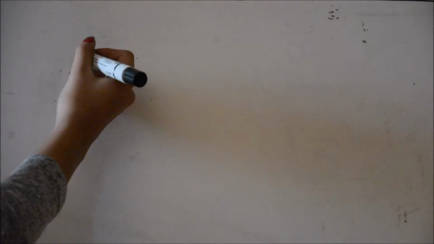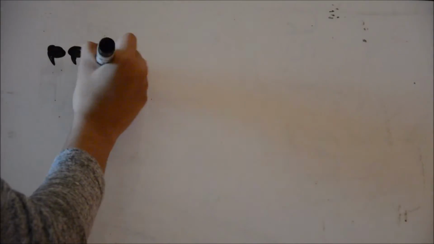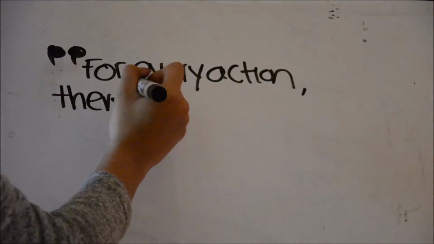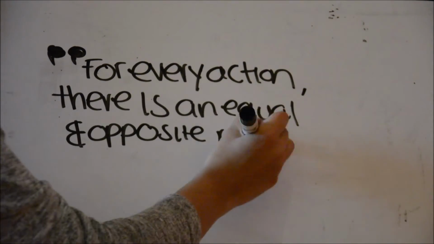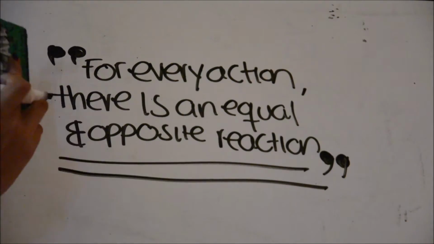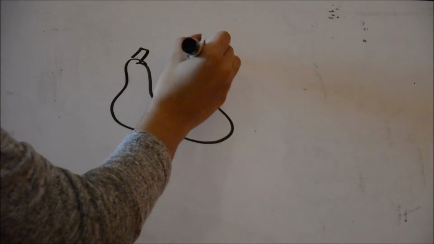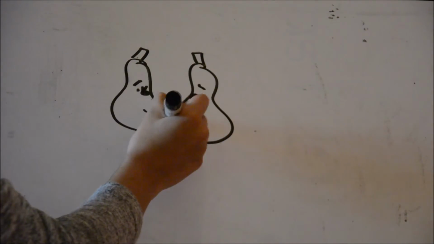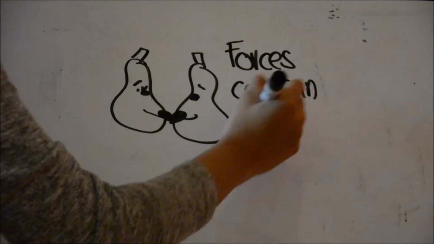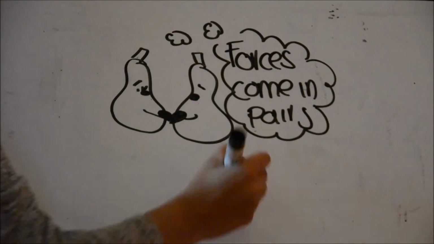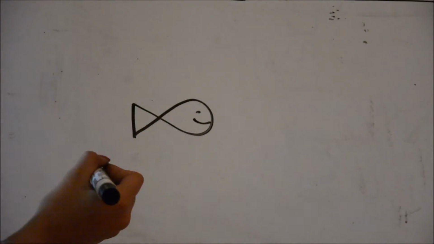Newton's third law is the law of action and reaction. This law states that for every action there is an equal and opposite reaction. This means that forces always come in pairs, and those interact with objects.